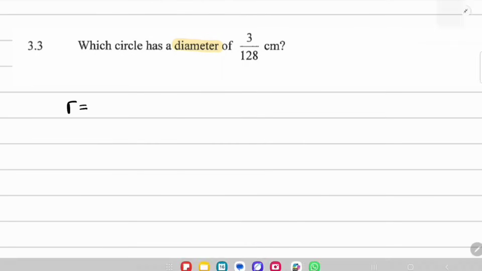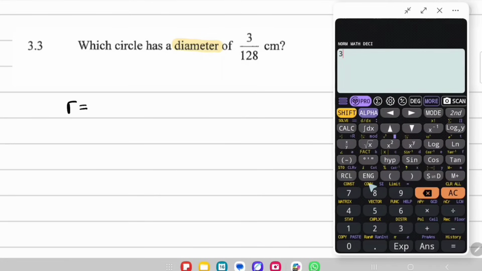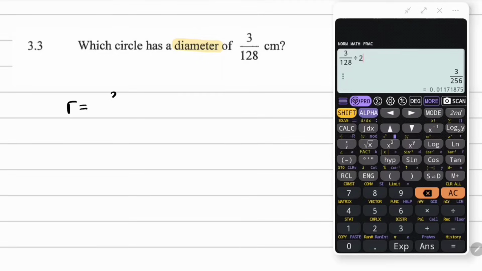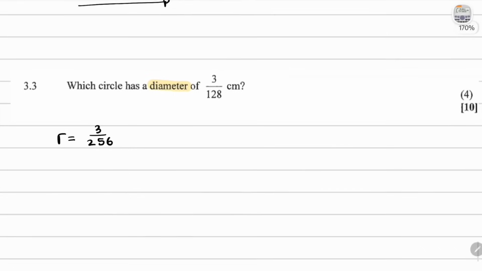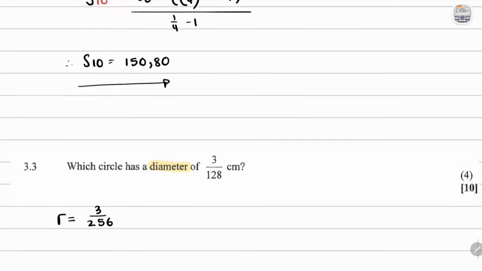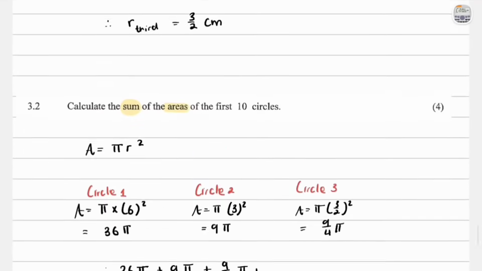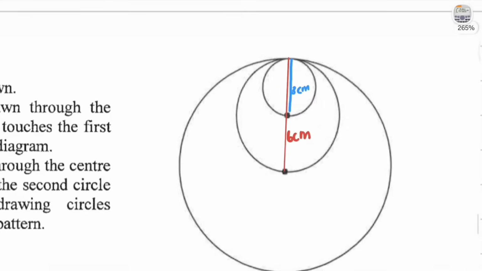So straight away, let's go ahead and do that. Say 3 over 128 and divide that by 2 to find out exactly what that radius would be. That would be 3 over 256. So that's what we will concentrate on. Okay, so which circle has a radius of 3 over 256? So let us look at our circles and find out what's going on here.